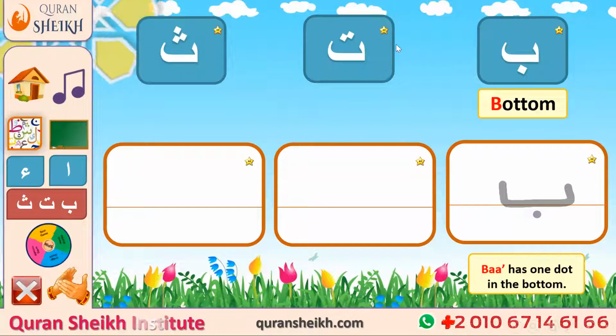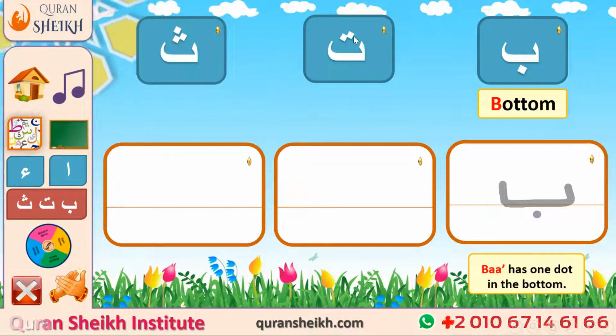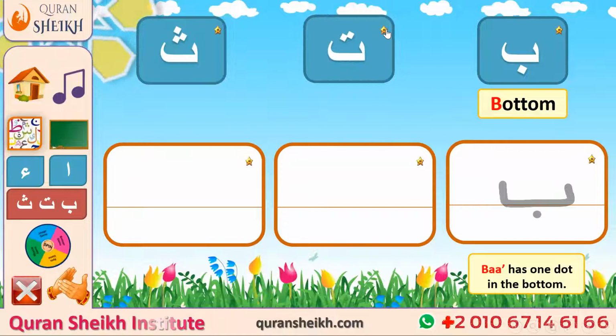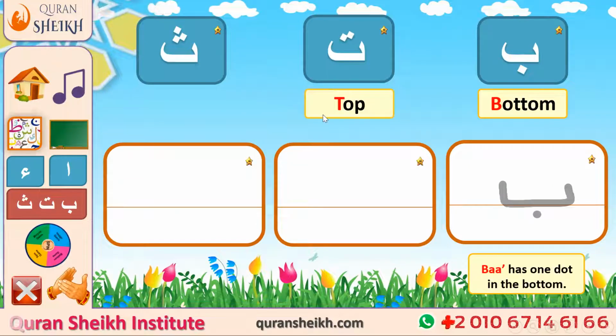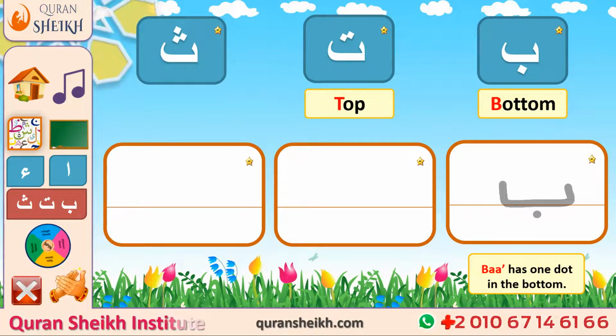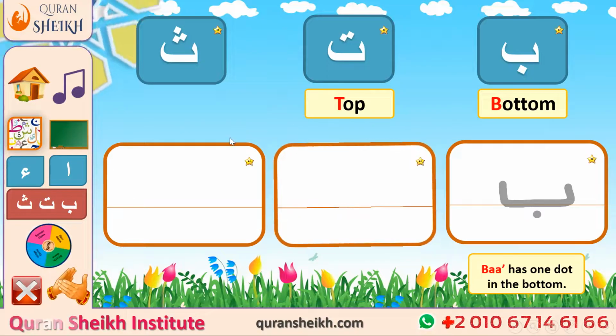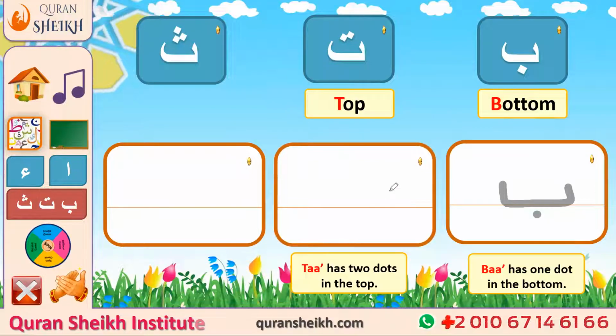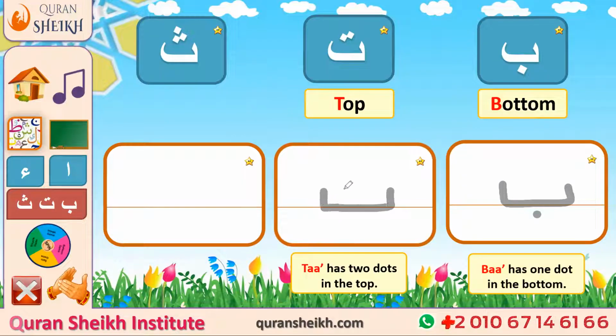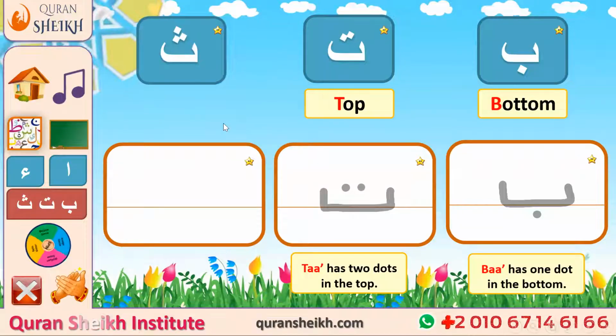Okay, the second letter. Oh, the second letter, it has two dots in the top. So remember, its name is Ta. Ta. Okay, how can we write down Ta? It's so easy. Remember, two dots at the top, two dots at the top.